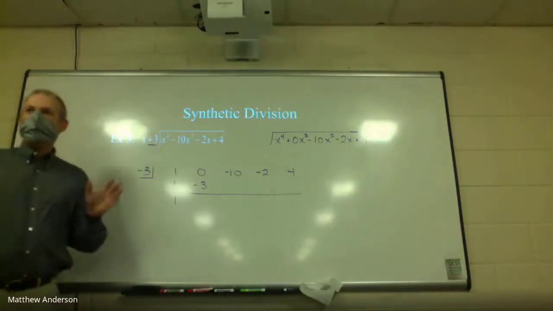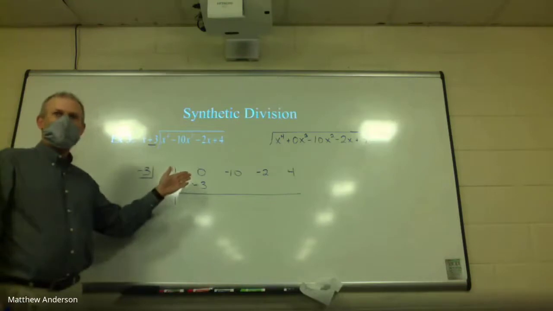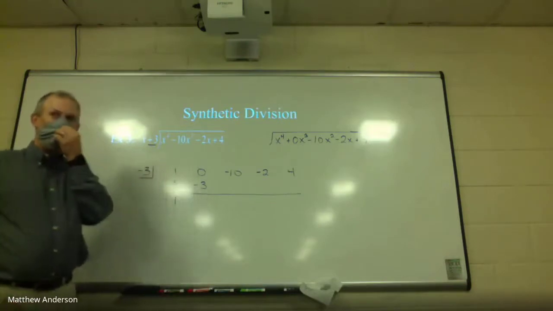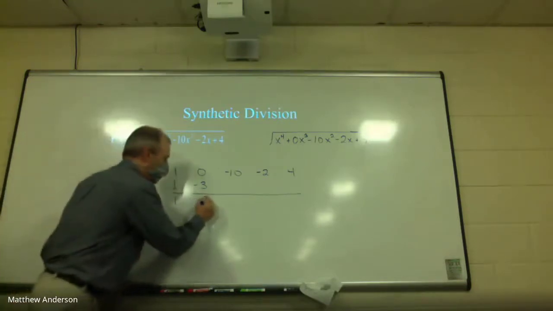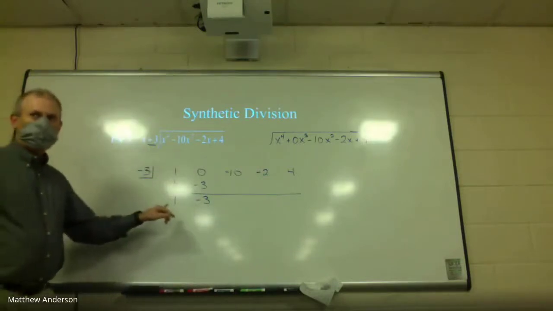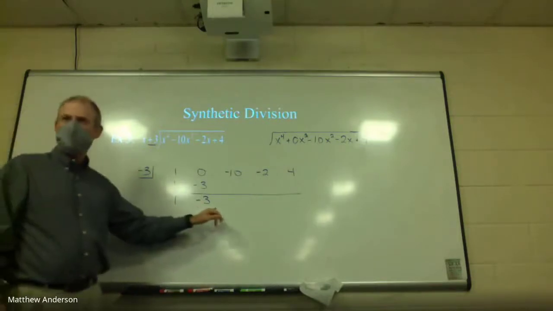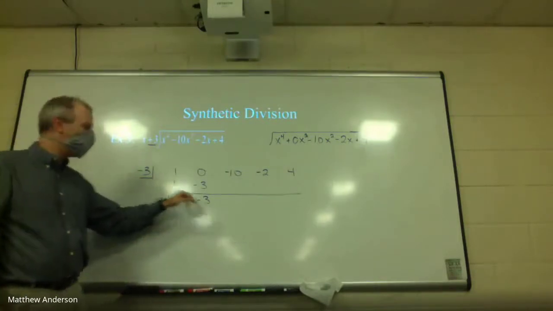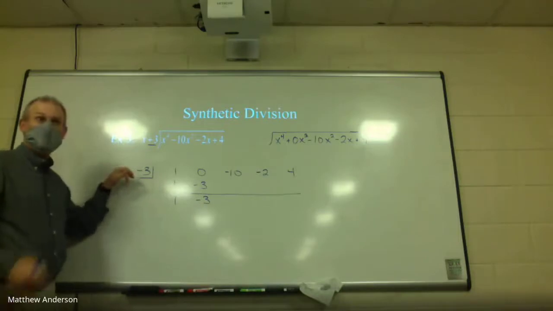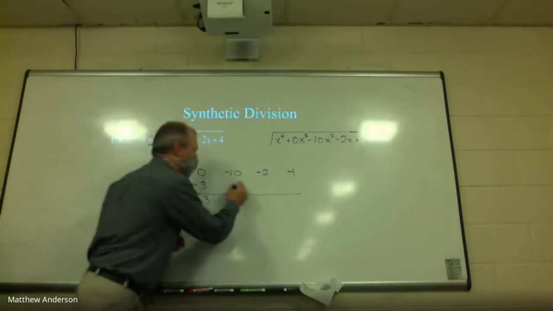Now, from here on out, the pattern is always the same. We're going to add these two numbers together, and what do we get when we add 0 plus negative 3? Negative 3. That goes down underneath now. Now, what did we do with the 1 when it was down here? Multiply by this. With the -3, we do the same thing. Once it's down here, we multiply this -3 by this -3, and what do we get? 9. The 9 goes underneath the next number.